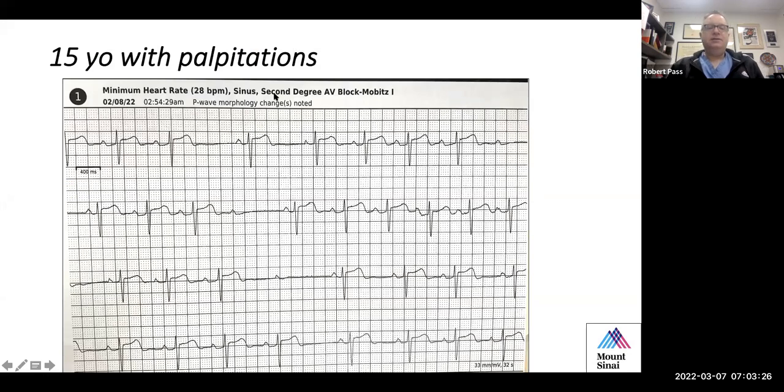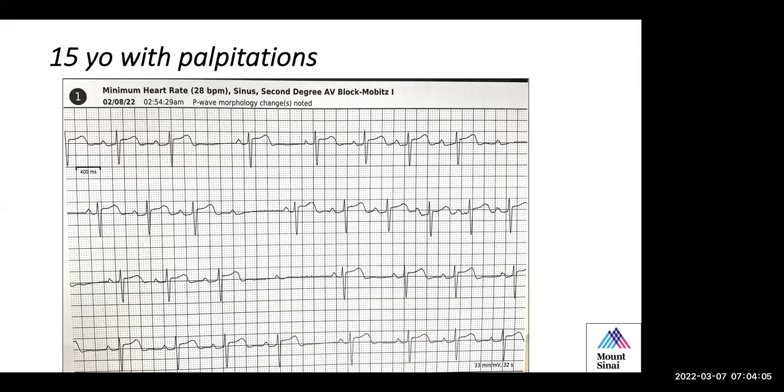All righty. Can you see this? Yes, I think you can. All right, so Dr. Zawani, this is a tracing that I think was obtained on a Zio patch. As you can see, this is a heart rate at 2:54 in the morning. So what do you make of this? Do you agree with the artificial intelligence interpretation of this tracing? And if so, yes or no, and what is it, and what would you do about it?